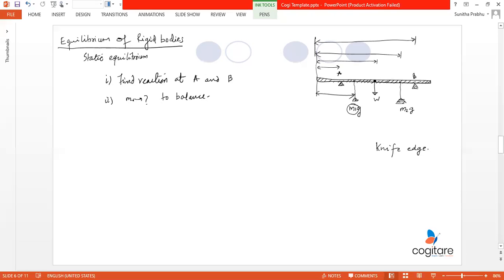First is how much to balance. Second, they will ask where to hang, meaning they are asking for this dimension x. These are very important questions that will come under this chapter on force. This is covered under the topic called static equilibrium. The first question you will ask is, I don't know what you mean by reaction. Can we just talk about it?